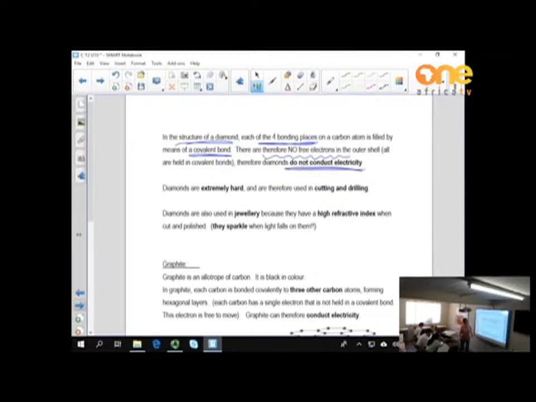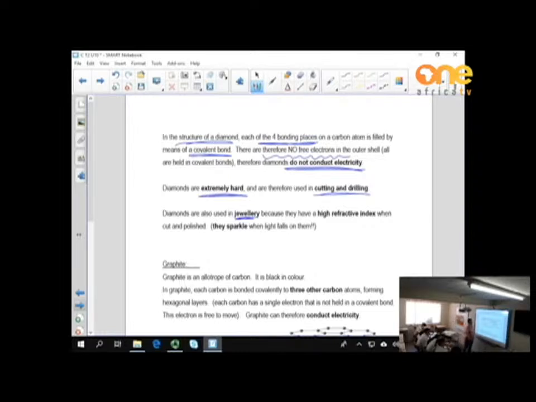Where do we use them? Because they are extremely hard, we use them for cutting and drill bits. Very hard points that don't need to be sharpened all that often. It's usually the lower grade. They talk about industrial grade diamonds. What do we do with the other diamonds? Yes, we make jewelry. Why do we make jewelry?